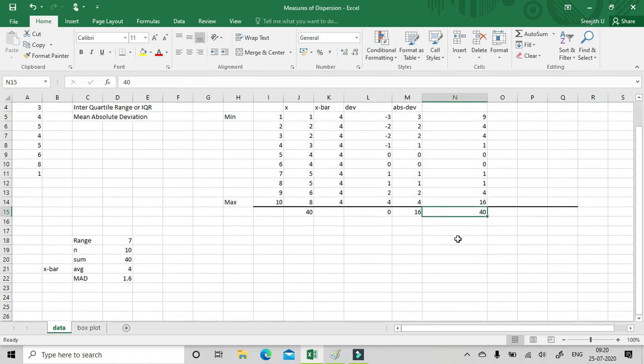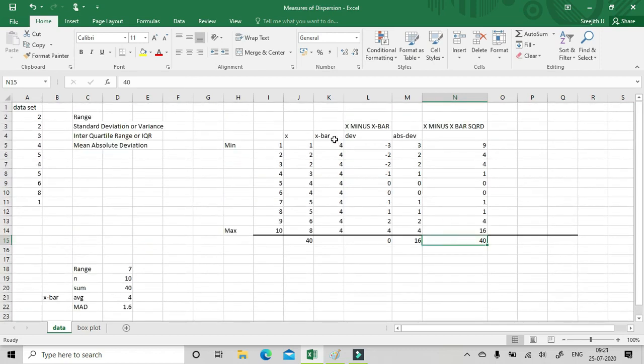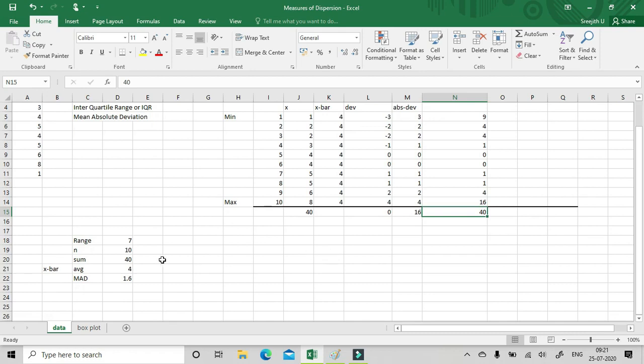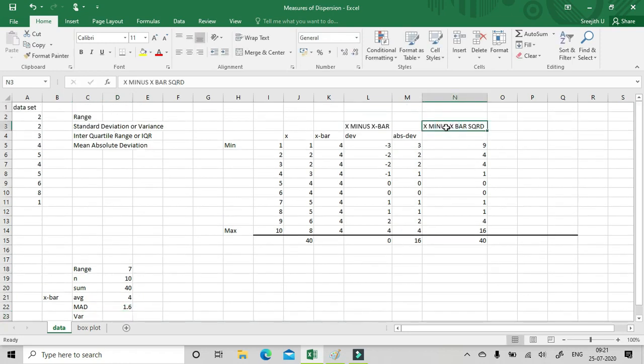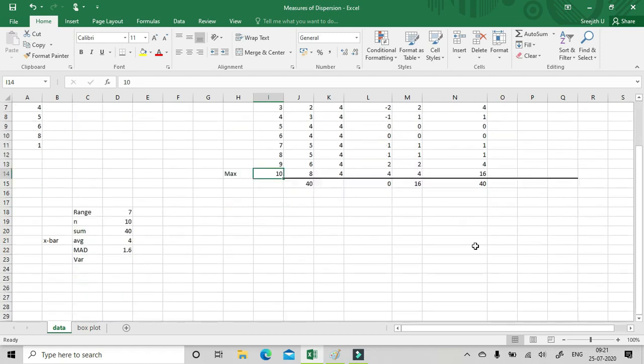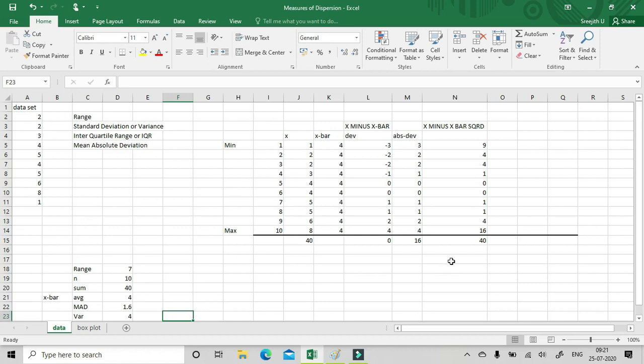Now the sum of x minus x bar whole square divided by the number of observations is called the variance of the distribution. So the variance is given by the summation of x minus x bar the whole square, the sum of all those numbers, divided by the total number of observations. We have 10 observations here. So you divide 40 by 10 and we get 4. So the variance of this particular distribution is 4.